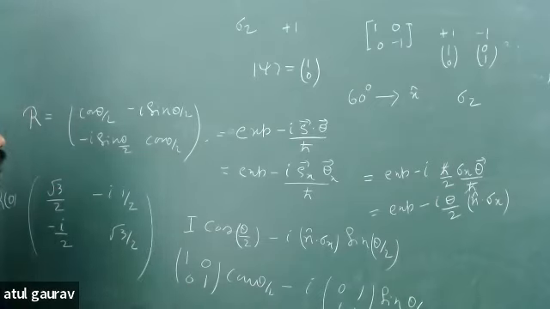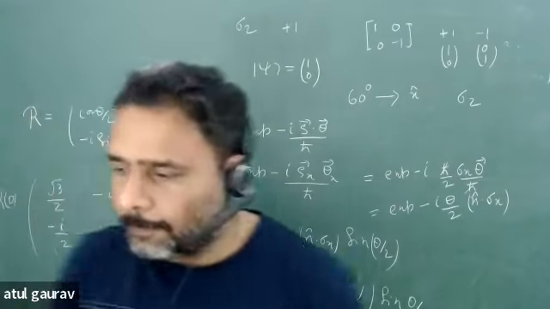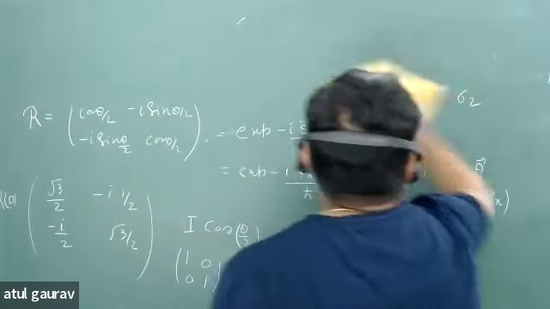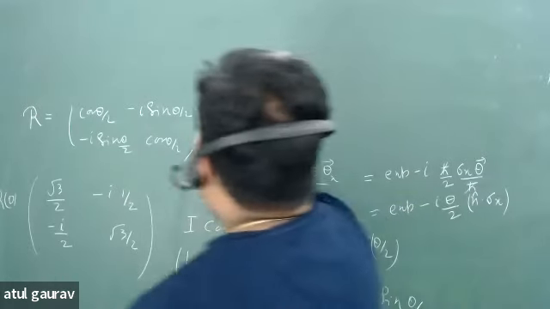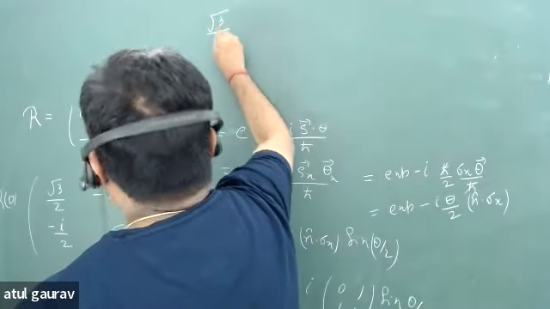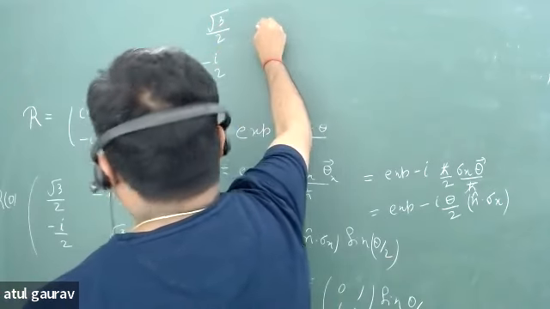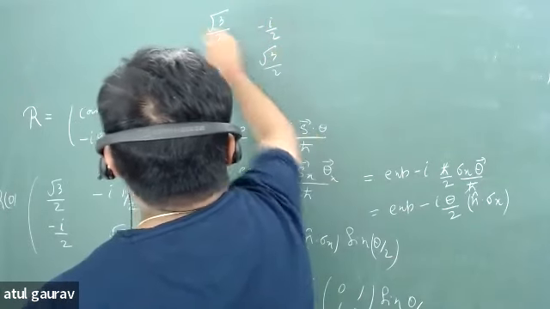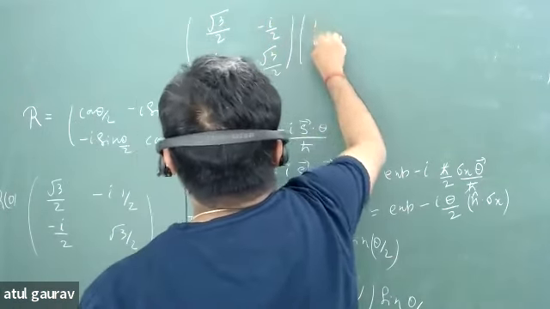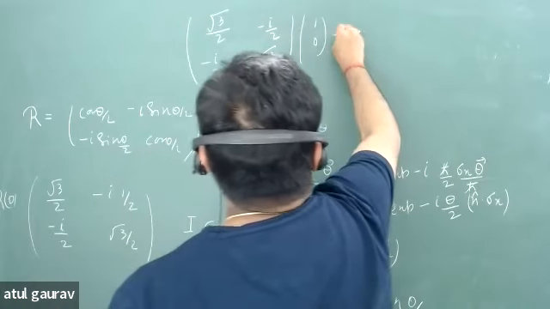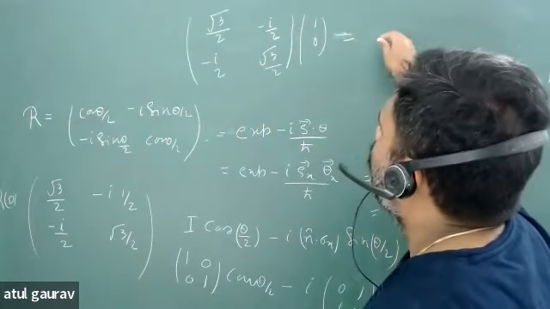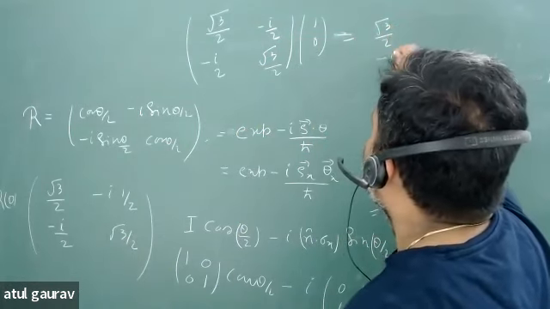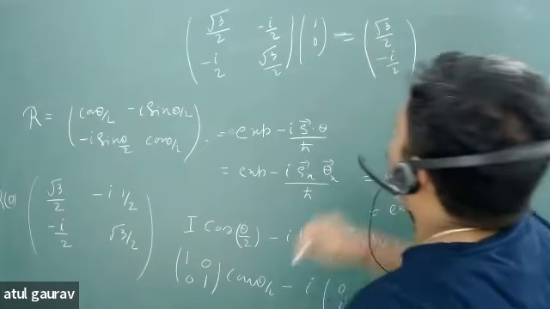1, 0 पर. So you will just rotate it on 1, 0. So कहाँ लिखूँ मैं? इसको हटाता हूँ, है ना? So this rotational matrix √3/2, minus i by 2, √3/2, and this is going to operate on 1, 0. What will be the new state? क्या आ जाएगा new state? √3/2 or minus i by 2. This is your new state.